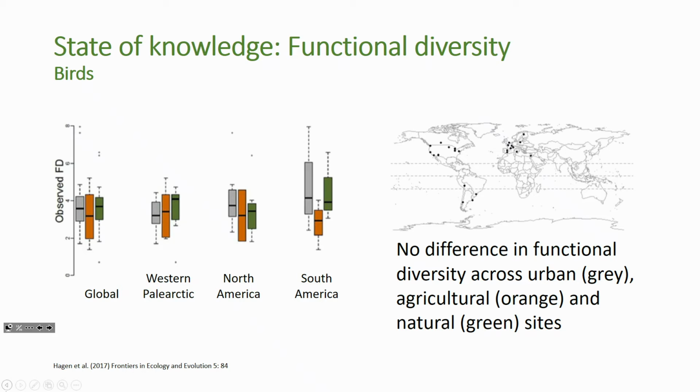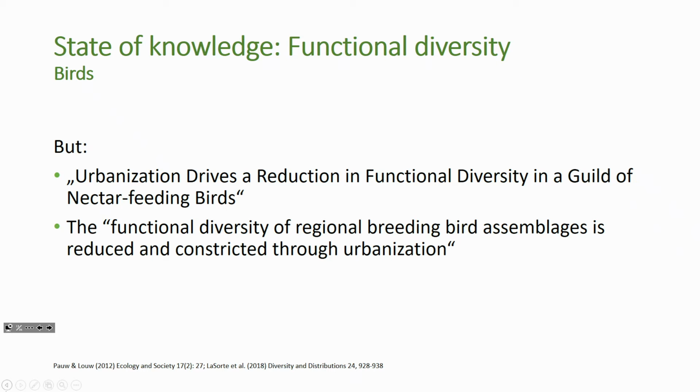And you see, no matter whether they looked at their complete data set, what they called global, or at the Western Palearctic or North America, they did not really find significant differences in the functional diversity of birds across these 3 land use types. It looks a bit different in South America, interestingly with a reduced functional diversity of birds in agricultural sites, but not in urban sites, but still there does not seem to be that strong an effect. And also, if we then look at other papers again, we find other results. Two studies, one by Pau and Lowe and the other one by Lasorte et al., both found that urbanization decreases the functional diversity of birds.